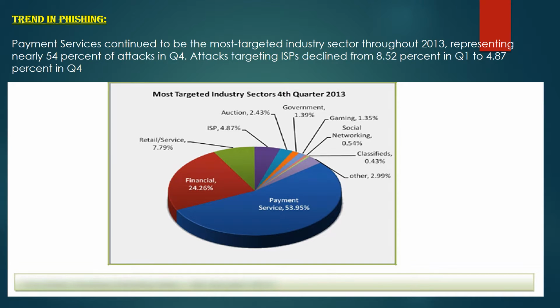Payment services continue to be the most targeted industry sector throughout 2013, representing nearly 54% of attacks. In Q4, as we can see in the picture, attacks targeting ISPs declined from 8.52% to 4.87%. The trend in phishing is from increased card stickiness, interchange fee deflation continuing, moving to real time, and monetization of payment data. So, through transaction history based deals and offers, licensing of merchants' names and addresses, and real time consumer location, such databases have all the information, and hackers just steal it.